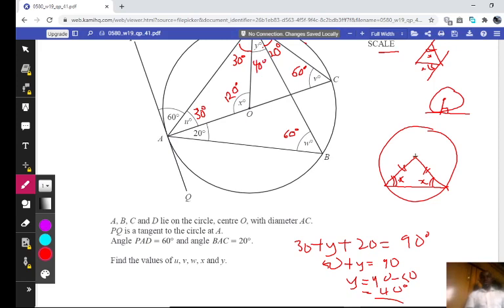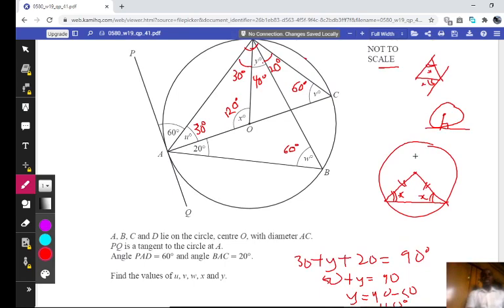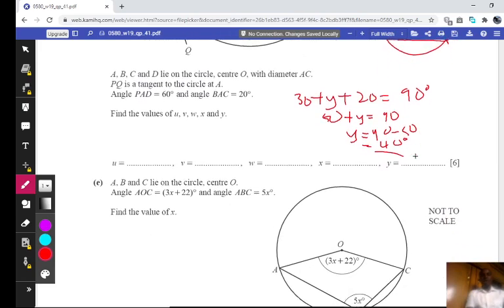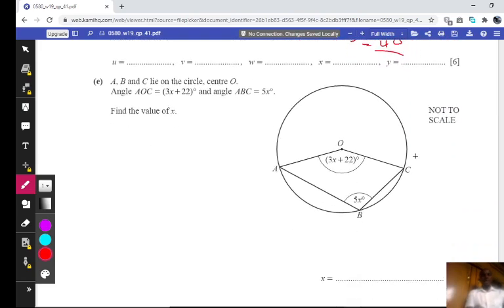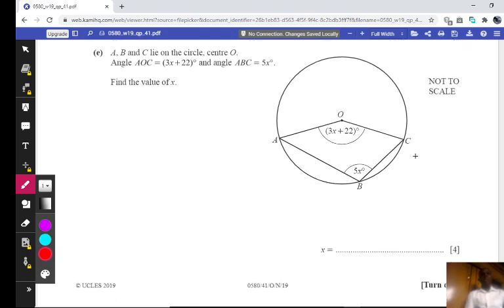We are done. Which one is left to be found? Nothing. So we found all the angles. So this is how you work out angles on circle geometry. You just apply the theories based on circle geometry and angles on triangles or shapes. Right. Then next, part E.